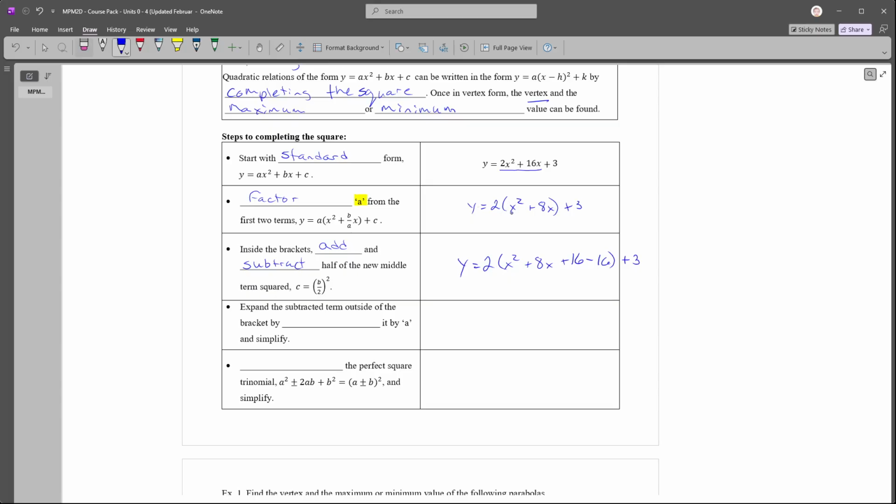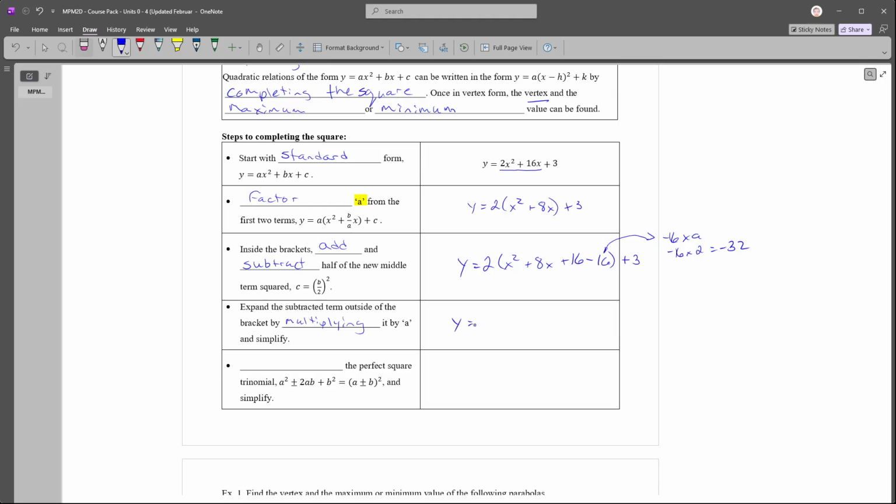And like I said a second ago, anytime I want to bring something outside of the brackets, I simply have to multiply it by the a term, and then it'll still be valid. So if I want to bring that negative 16 out, it's going to be negative 16 times 2. So that's negative 32. So expand the subtracted term outside of the bracket by multiplying it by a. Okay, so that means we're going to bring it out this direction, and it's going to be negative 16 times a. Well, a is equal to 2, which gives us negative 32. That's what we're going to do. We're going to bring that negative 16 out.